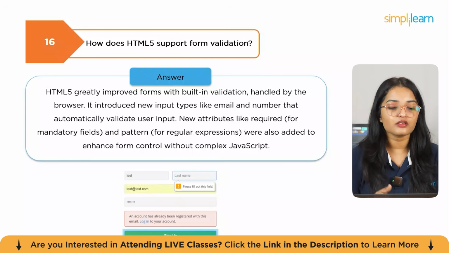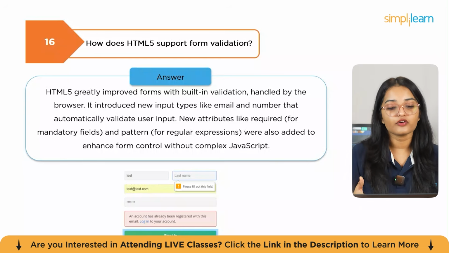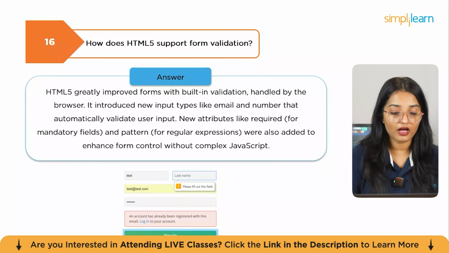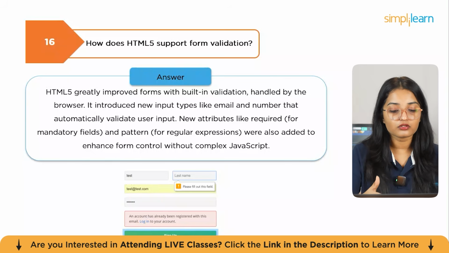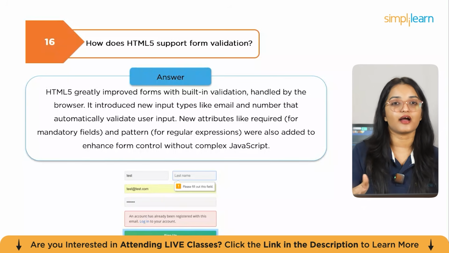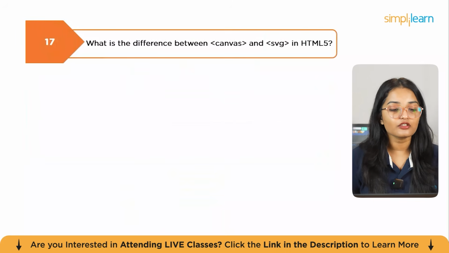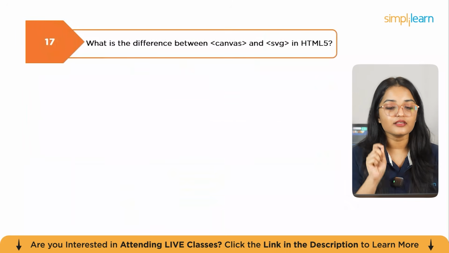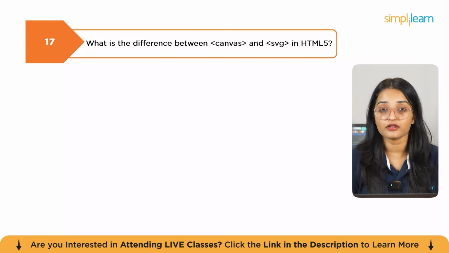This is how you answer when somebody asks you how does HTML5 support form validation. Make sure you also mention all the important attributes like min, max, and everything. Our 17th question on the list is, what is the difference between canvas tag and SVG in HTML5?